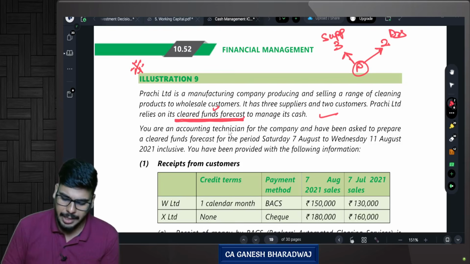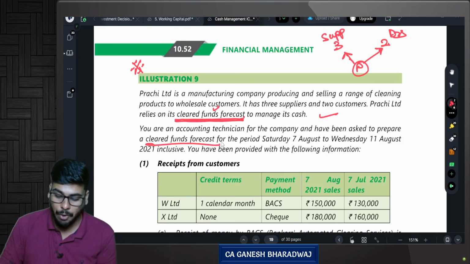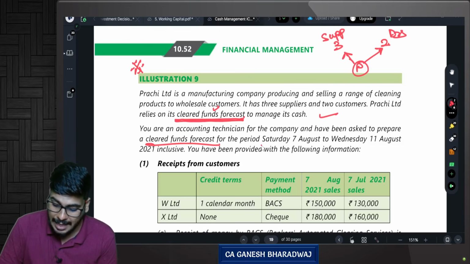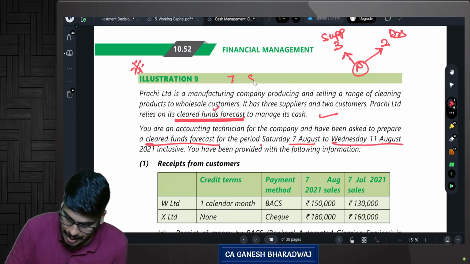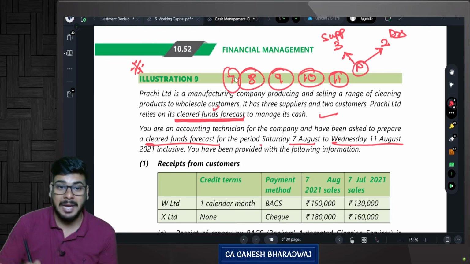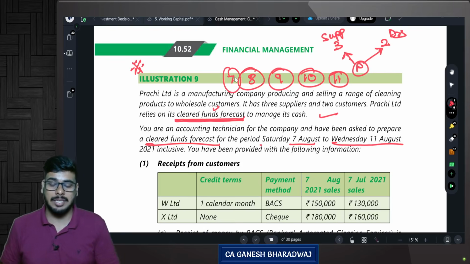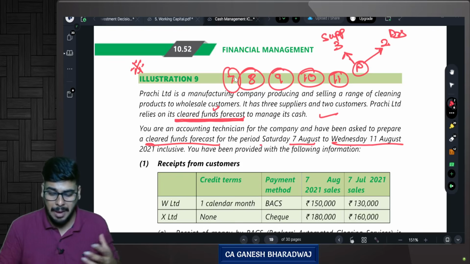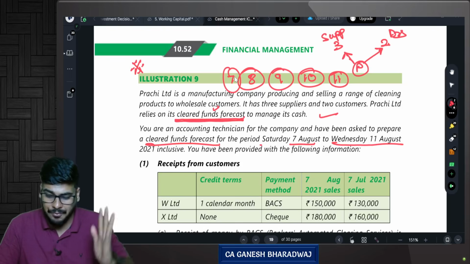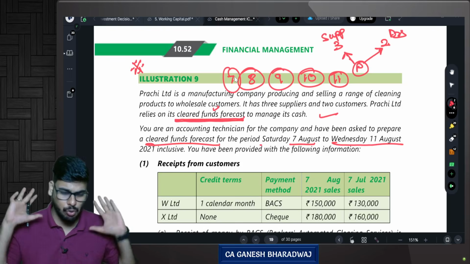You are an accounting technician for the company and have been asked to prepare a cleared funds forecast for the period Saturday, that is 7th August, to Wednesday, that is 11th August. So 7, 8, 9, 10, 11. So what we need to do is prepare a cleared funds forecast, that is the cleared cash and bank budget, for each of the 5 days that they have asked us to do. Are you clear with this?